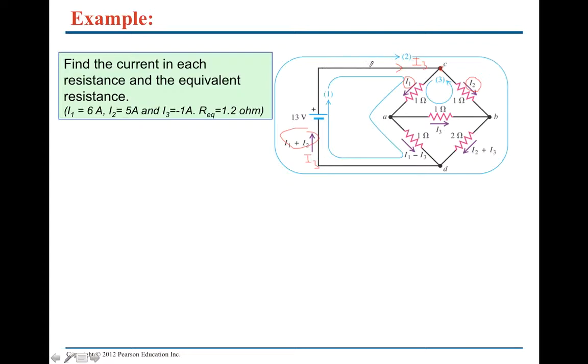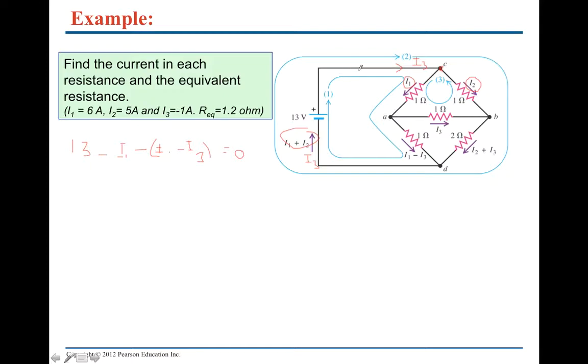I can use my closed loop 1 to get one equation, which is going to be 13 minus I1 times 1, and then minus I1 minus I3, because that's my closed loop, is equal to 0. That's equation number 1.